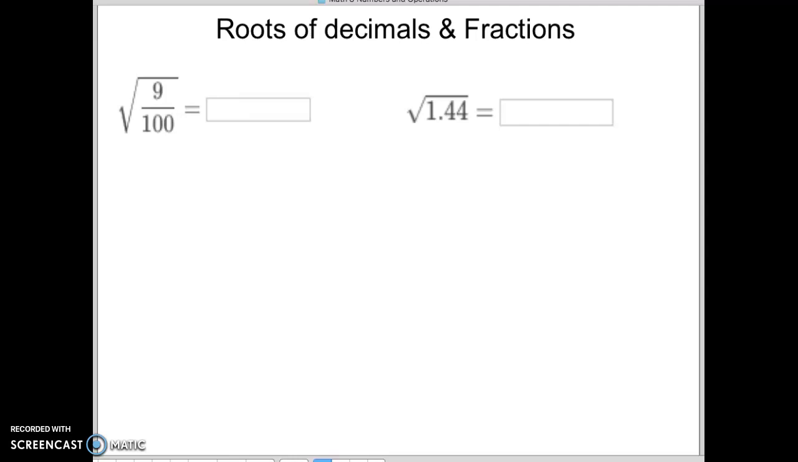So this one, roots of decimals and fractions, might sound confusing. In fact, when you look at these two examples, they might even look confusing. But let me tell you, they're quite simple.